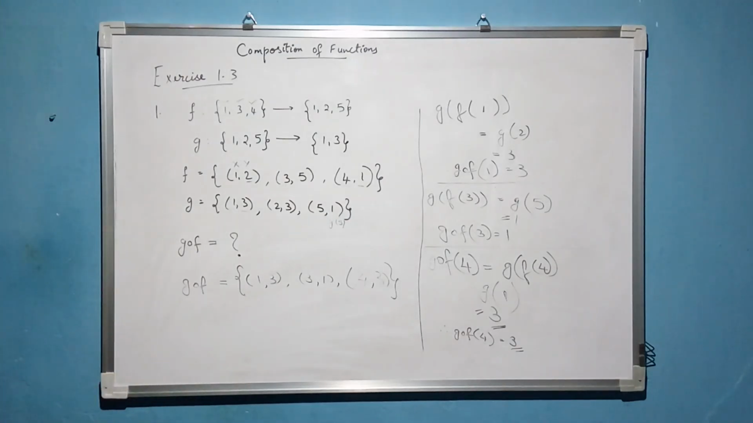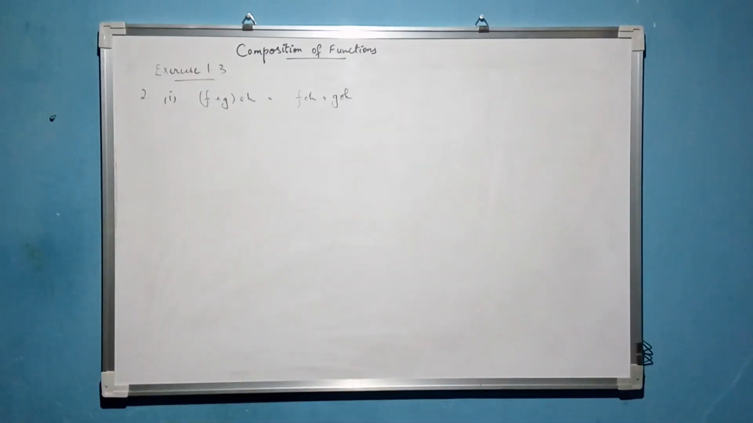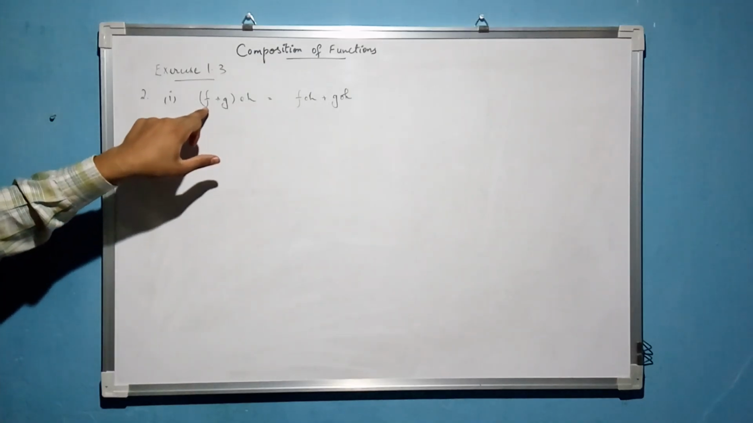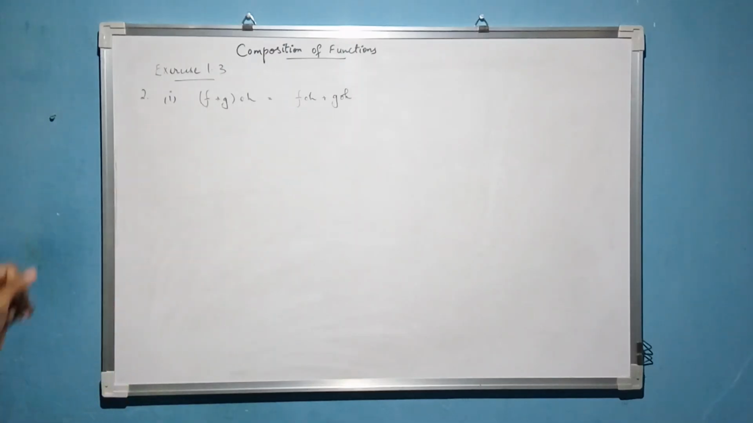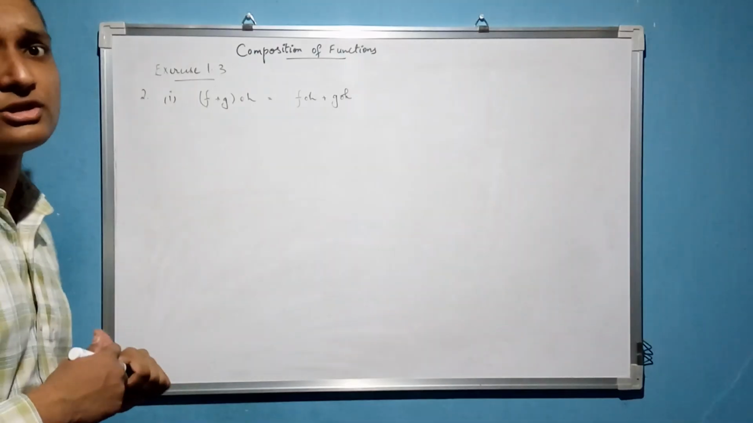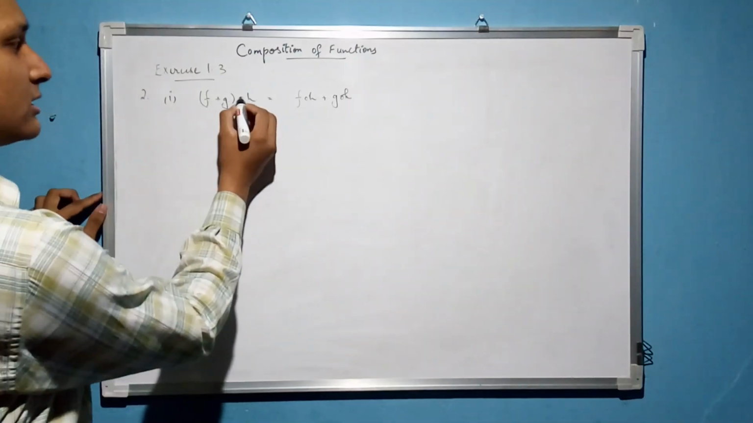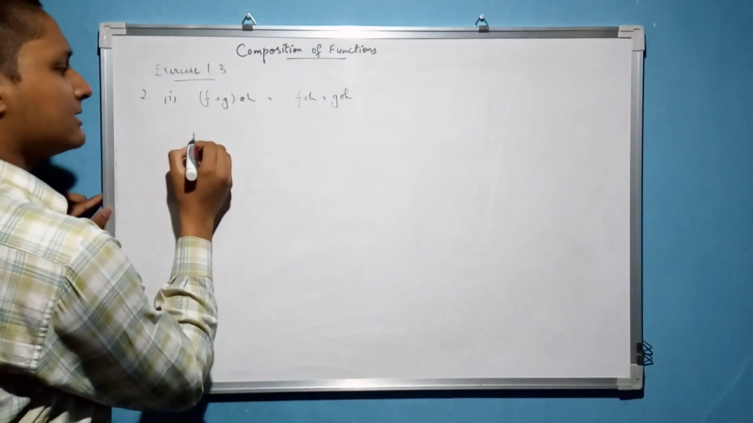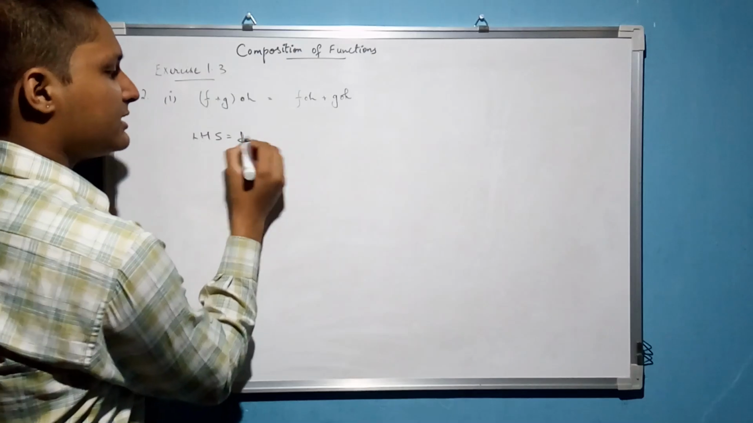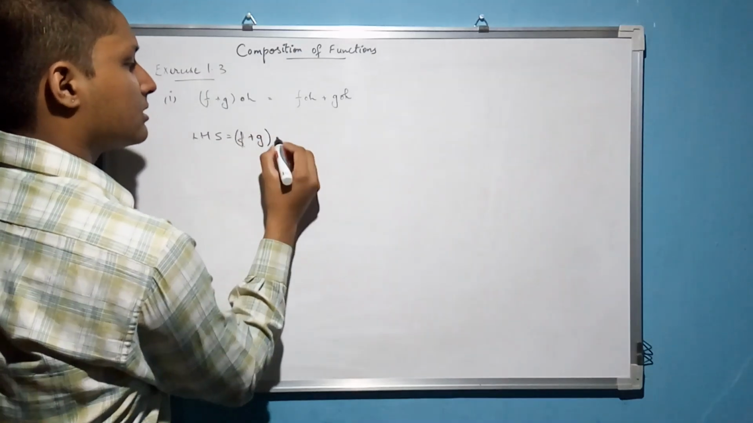Right? The next question is about proving, proving using the given definition. So the first part is (f plus g) dot h is equal to f dot h plus g dot h. How are we going to prove this? This is a very simple one. We are just using the definition of composition of two functions. Based on that, I am just going to take the LHS, that is (f plus g) dot h.